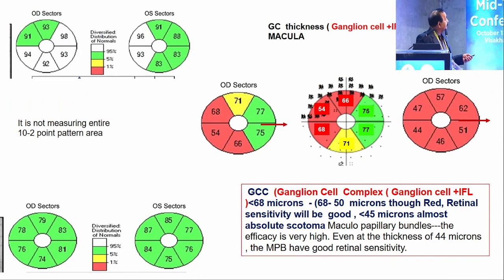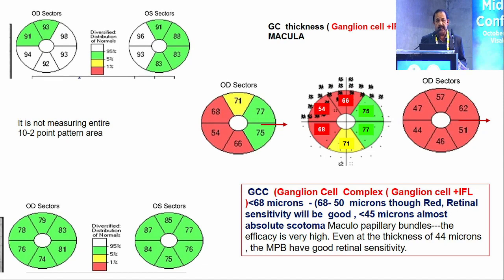Whereas in the macula, if you see the ganglion cell thickness, it measures 5 degrees vertically and 7 degrees horizontally. That is the area the ganglion cell thickness will be measured. And around 90, usually more than 95, white will be there. And up to 75, you can take for example 75, still it is green. And between 75 to 70, it is yellow. Almost from 68, the red appears. The p-value less than 1%.